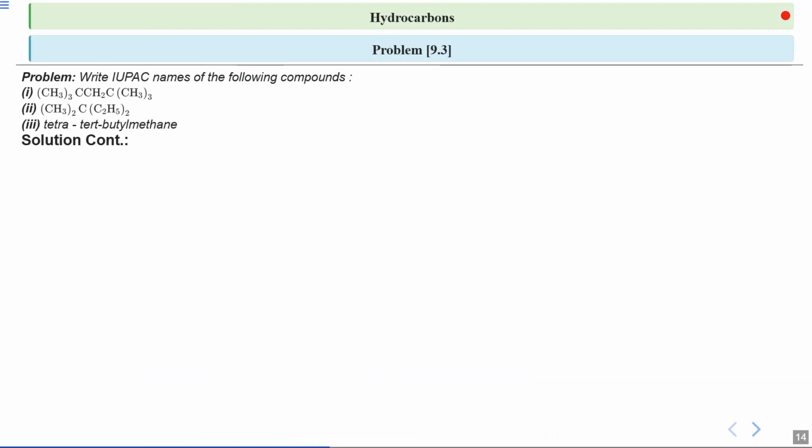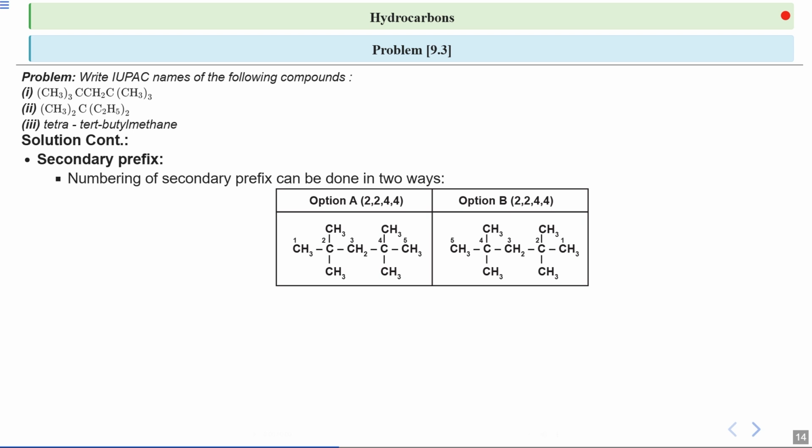Next, we move on to the secondary prefix. Now we know what the secondary prefix is. It is basically your substituents. Numbering can be done in two ways. In option A, we have 2, 2, 4, 4. In option B, we have the same kind of numbering. So either you start from the left or from the right, you will get the same numbering positions.